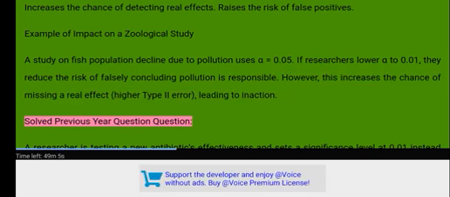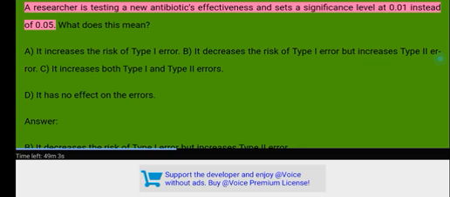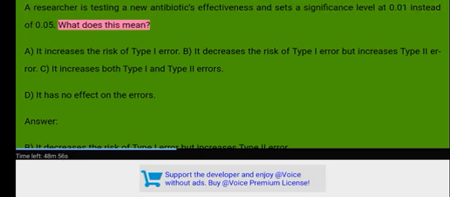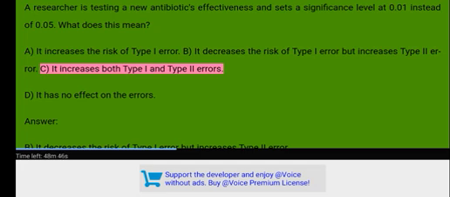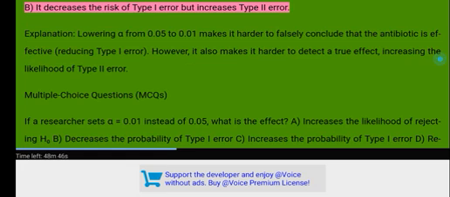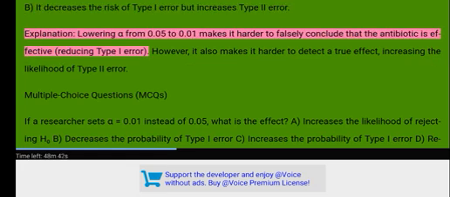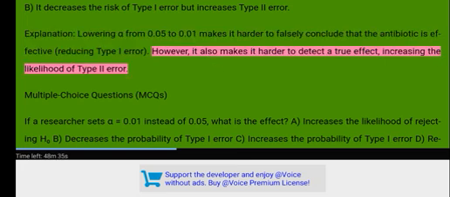Solved previous year question. A researcher is testing a new antibiotic's effectiveness and sets a significance level at 0.01 instead of 0.05. What does this mean? A. It increases the risk of type 1 error. B. It decreases the risk of type 1 error but increases type 2 error. C. It increases both type 1 and type 2 errors. D. It has no effect on the errors. Answer: B. Explanation: lowering alpha from 0.05 to 0.01 makes it harder to falsely conclude that the antibiotic is effective, reducing type 1 error. However, it also makes it harder to detect a true effect, increasing the likelihood of type 2 error.